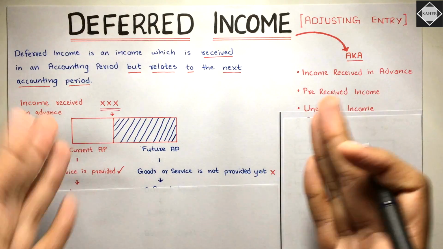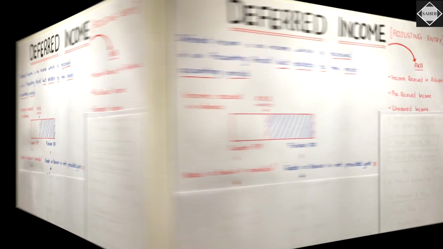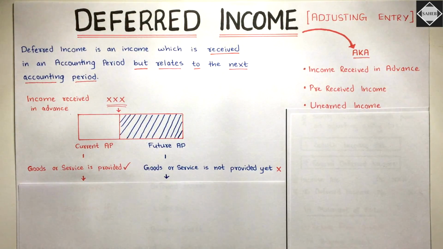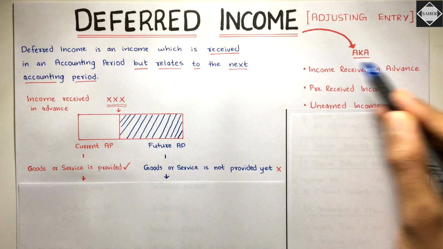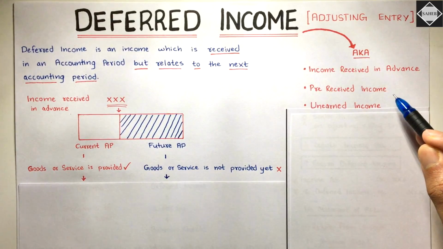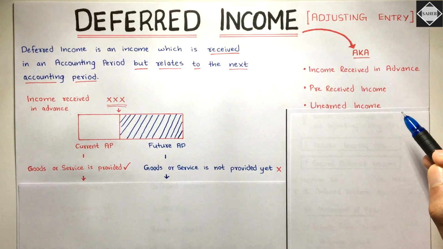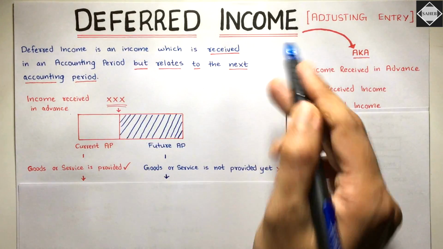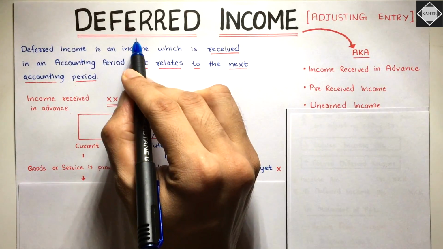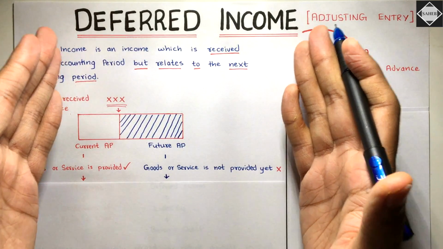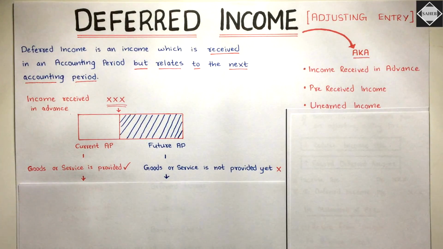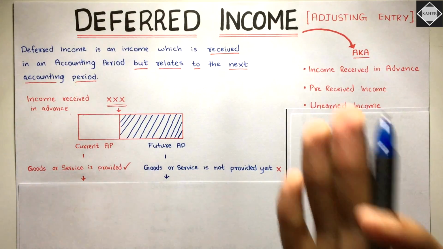So let's understand what is deferred income. We have the concept of deferred income. It's really simple and straightforward. You already know the alternative popular names of deferred income, which are income received in advance, pre-received income and unearned income. But what's the meaning of deferred income? It's really simple. Deferred means to postpone. Deferred income will be an income which is postponed. But why are we postponing it? How does it make sense? You will understand. It will make sense. Let's discuss this further.